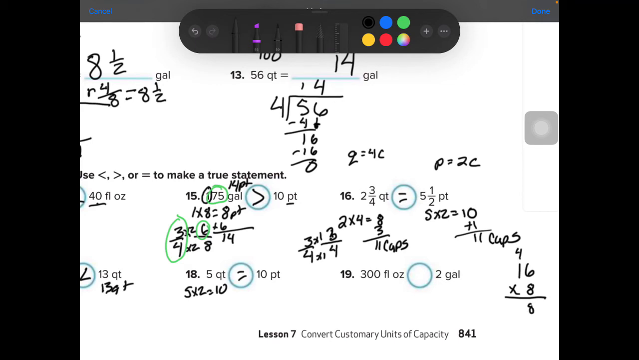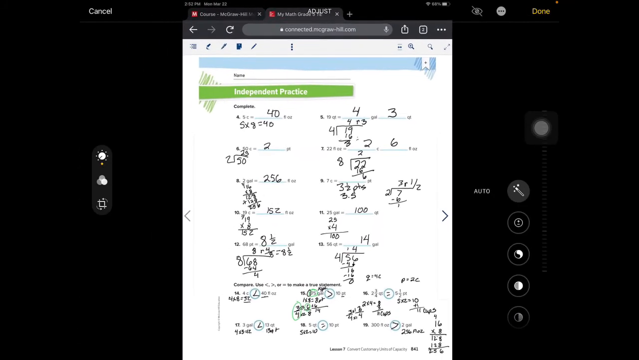8 times 6 is 48. 8, 9, 10, 11, 12, 128. Now we have to add that because there are 2 gallons. So 2 gallons is the same as saying 256 fluid ounces. Now we can compare which is greater, 300 or 256. You are right. 300 is definitely greater.